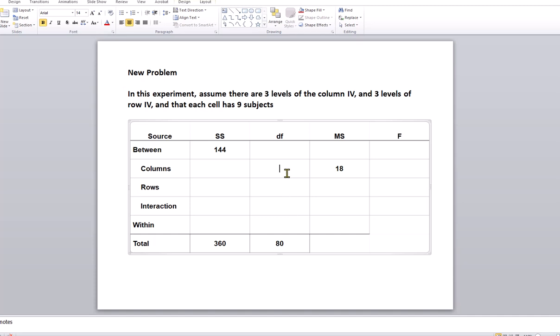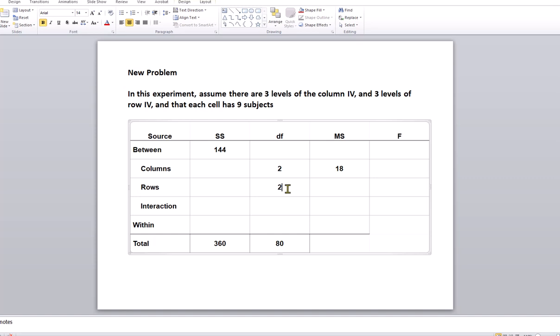Okay, so now for the columns and row degrees of freedom, I like to do the degrees of freedom first, just because they're easy to do. Remember, it's C minus 1 for columns and R minus 1 for rows, where C is the number of columns and R is the number of rows. So if we have 3 columns and we lose 1 degree of freedom of those 3, we're left with 2. And then the same thing here. We have 3 rows, but we lose 1 degree of freedom among the rows, and that leaves us with 2 degrees of freedom for the row independent variable.